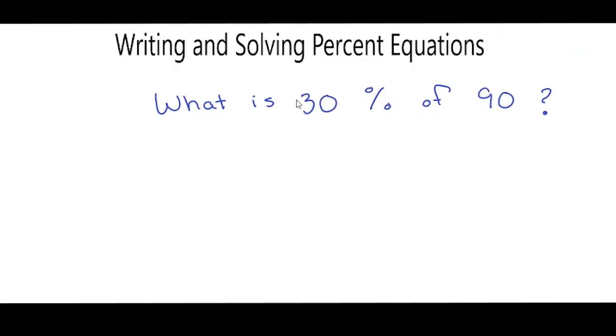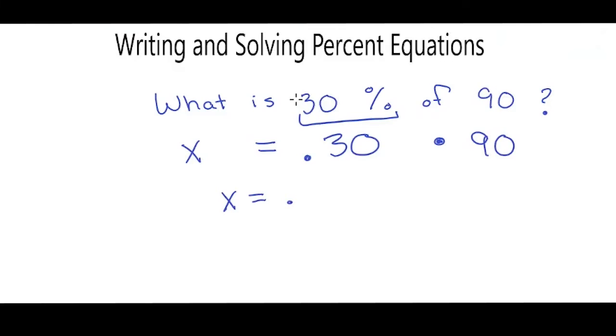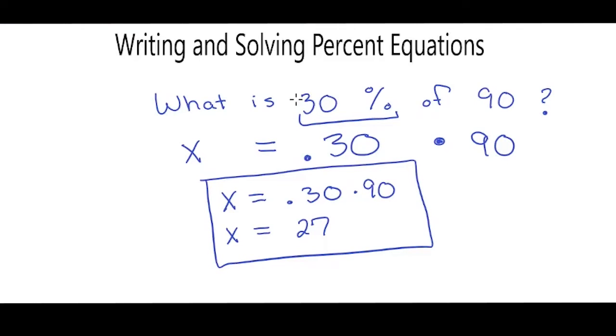All right, so here we have the question, what is 30% of 90? Well, remember, we need to write the equation for this first. So what, that's x. Is, that's equals. 30% right here, let's make that a decimal, 0.30. Of is multiplication, and then 90 stays the same. So my equation is x equals 0.30 times 90. So that's the equation, and the solution is 27 because 0.30 times 90 is 27. So our complete answer is x equals 0.30 times 90, and the solution is 27.